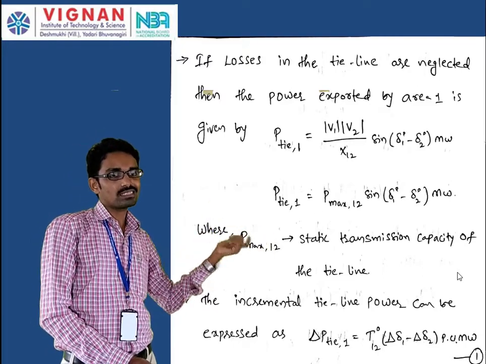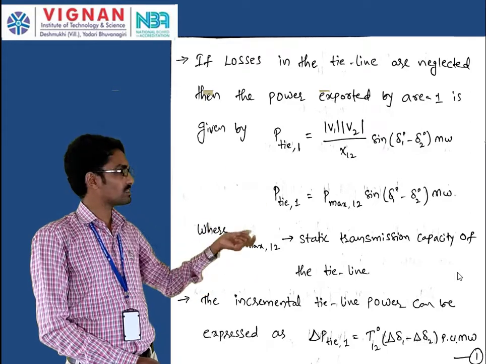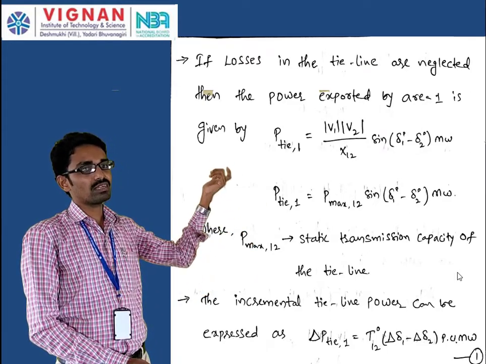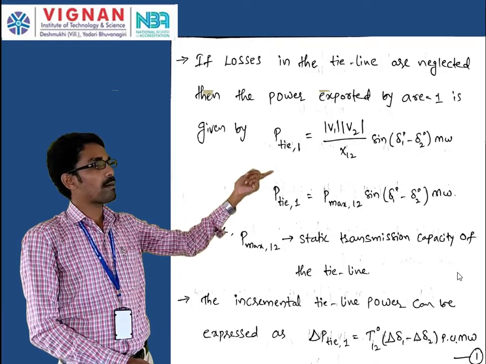Why have I considered this in per unit megawatts instead of megawatts? In the previous case, if you see the first equation, P tie 1, the units are in megawatts.